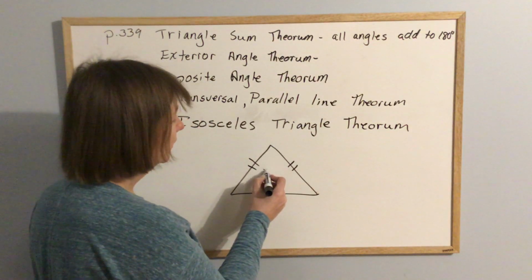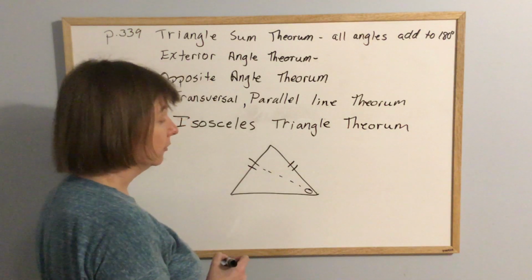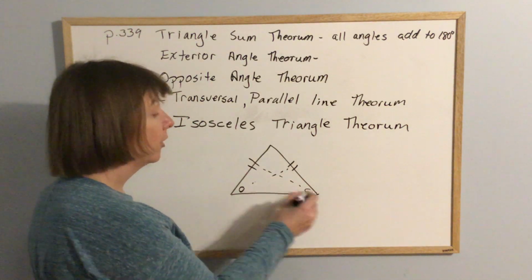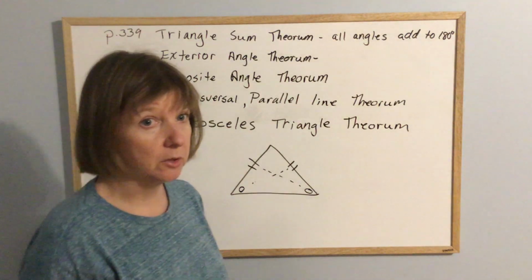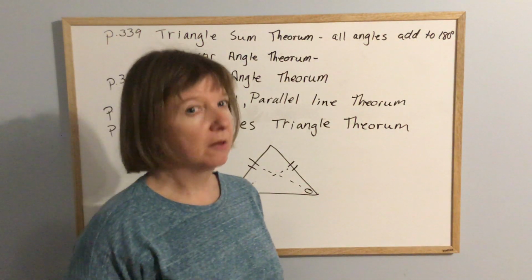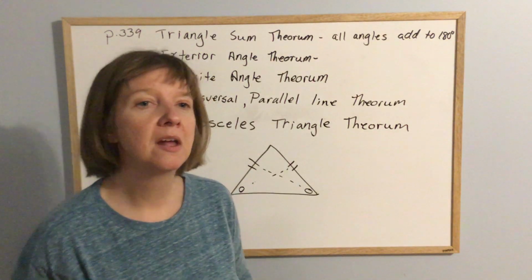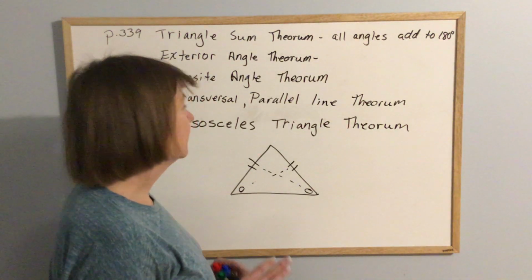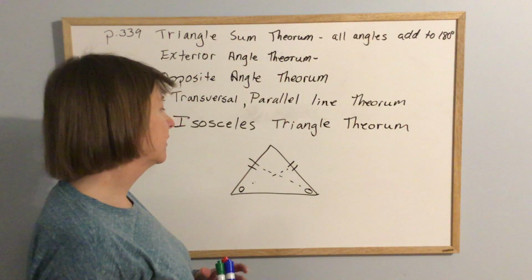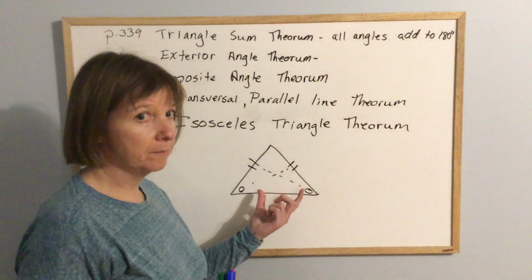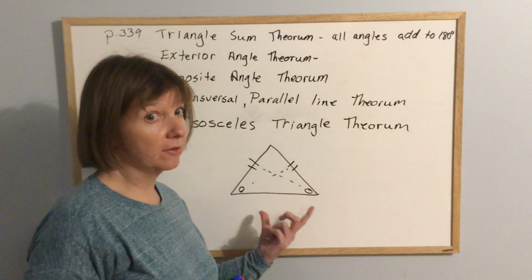So in other words, this angle right here, that is opposite that side, and this angle right here, those also have to be equal. We're going to be using this one quite a bit, so you really need to know this one. I would put a little star beside that one. That one is important. If you have an isosceles triangle, meaning 2 sides are the same, then the opposite angles are also the same.